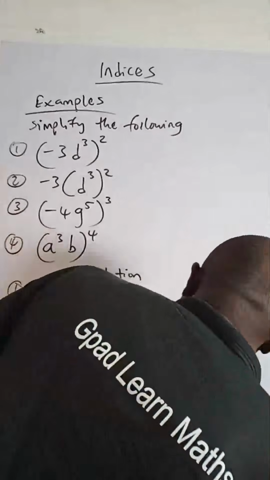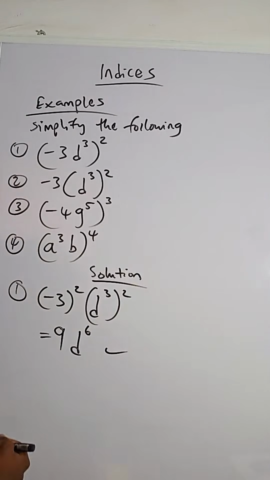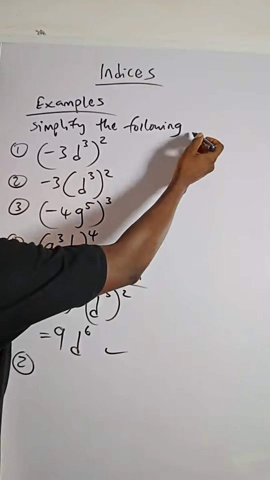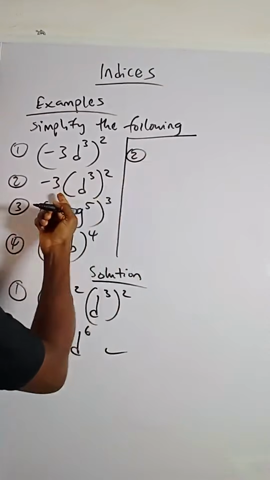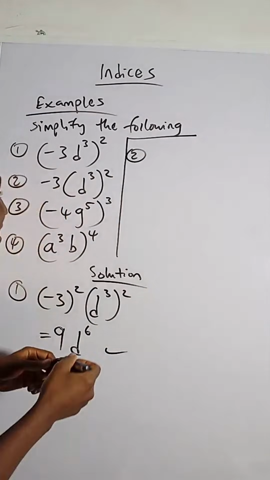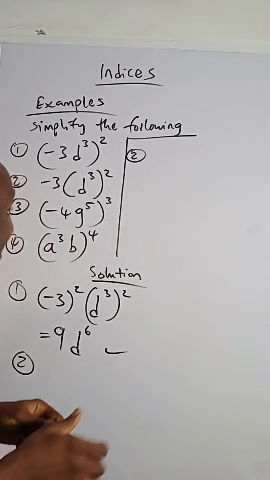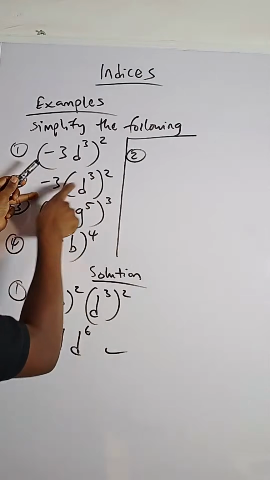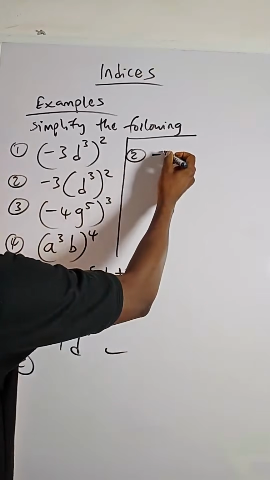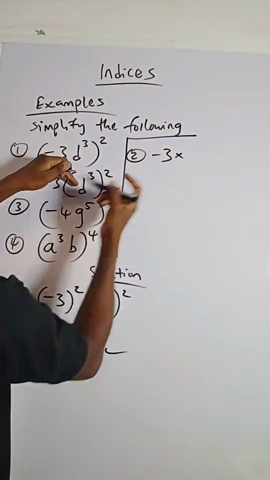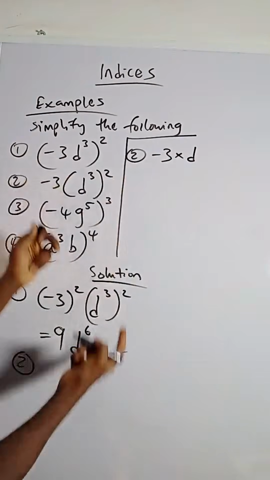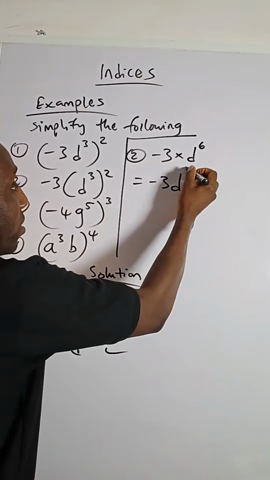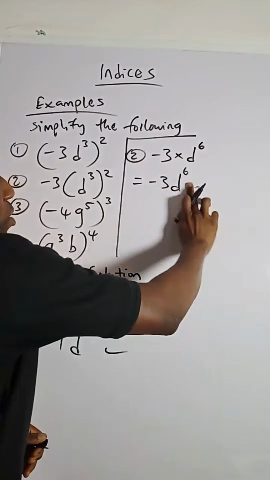Okay. So for number 2, can we look at number 2 together? Who has done number 2? I think I can do number 2 here. Let's just create a space here for number 2. Look at this. This 2 does not affect negative 3. It only affects what we have in the bracket. So don't go and put negative 3 raised to the power of 2. That would be wrong. So see, it is negative 3 times, if you like, d. So you now do 3 times 2. What's that? 6. Finally, you have minus 3d raised to the power of 6.